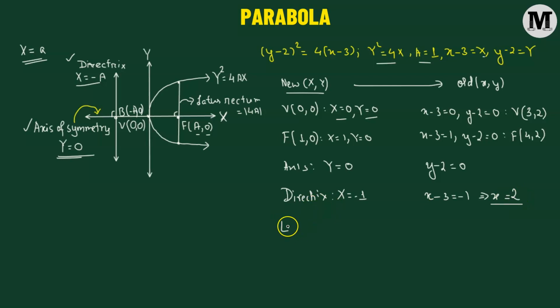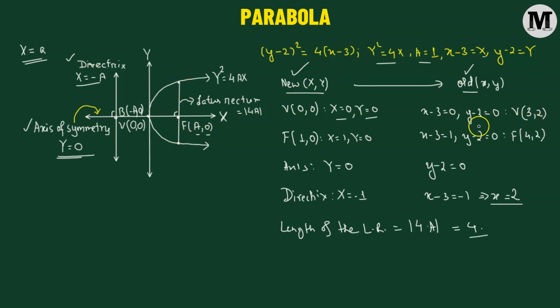And then finally, we have the length of the latus rectum of the parabola. The length of the latus rectum will be equal to the absolute value of 4 times a. Since a value is 1, the length of the latus rectum will be 4 units, and this is going to be the same regardless of what coordinate system we choose. That means be it the new system or the old system, the length of the latus rectum remains fixed because that talks about the shape of the parabola.